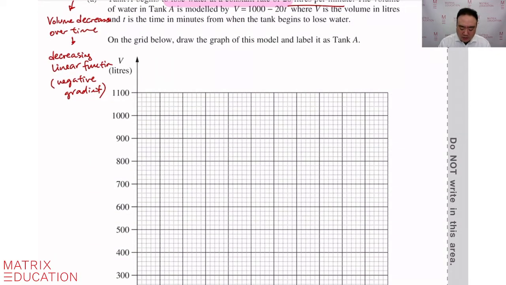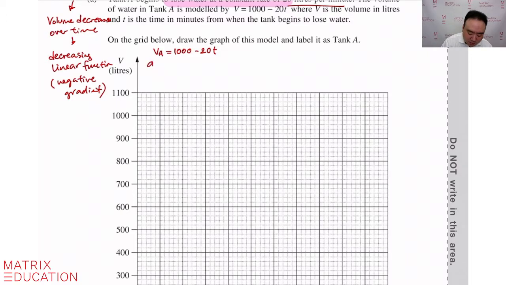Now, let's look at tank A. Tank A, or the volume of A, is given by 1,000 minus 20t. So when you want to draw a linear graph, or a straight line graph, well, you're given an equation in this case, so we need to just find 2 points that lie on this line. The 2 easiest points are the points where, when you go back to x and y, when x is 0, what happened to y? When y is 0, what's the value of x? Essentially the same thing here.